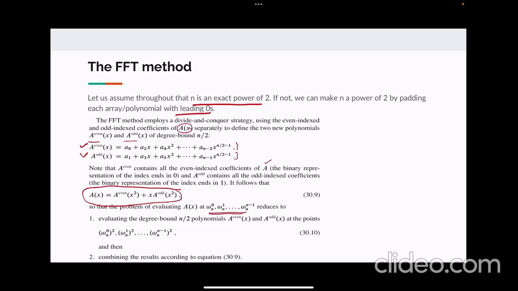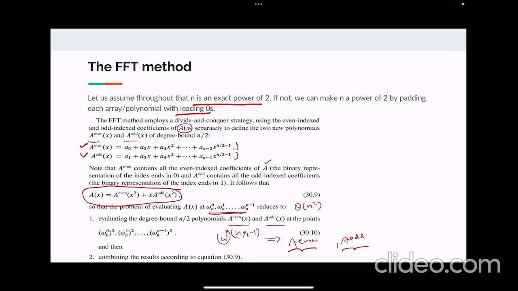It's a very simple formula. You can calculate it easily. So instead of evaluating A at all of the complex roots of unity, which will take theta of n square time, we're going to evaluate A even and A odd at the n/2 points, and the square of the omega at those points, we're going to square them. When we evaluate this, we'll find it's the same as evaluating the discrete Fourier transform of A even and A odd.